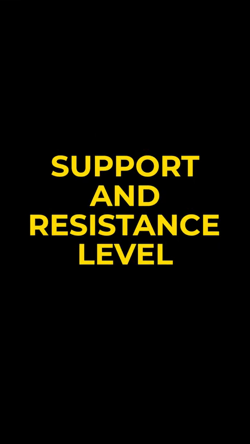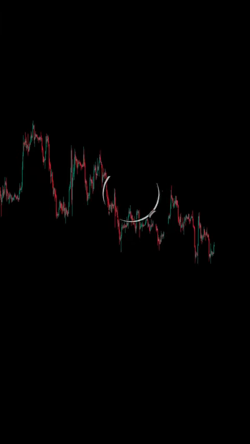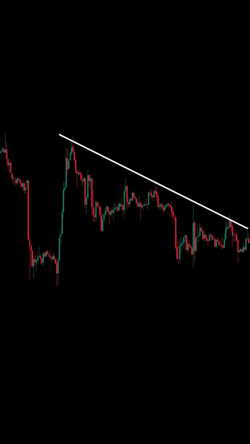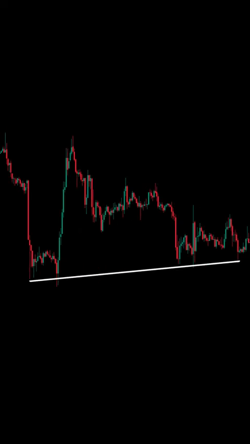So you might ask, how do I find a good support and resistance level? Let me show you. Start by finding a place where the price gets rejected multiple times. This can be a straight line or upward or downward sloping. Now also find a place where the price supports multiple times from. This can also be a straight line or upward or downward sloping.